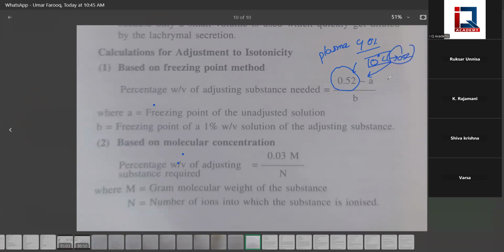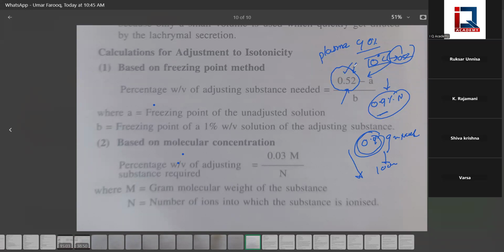We already studied isotonic adjustments of normal saline solution. We take 0.9% sodium chloride, right? Why are we taking 0.9 grams in 100 ml? Because 0.9 grams of sodium chloride in 100 ml of water will make it isoosmotic to the blood plasma. And this minimum amount of sodium chloride brings the osmotic pressure of the formulation, that is normal saline solution or dextrose infusion or DNS, equal to the blood plasma's isotonicity.